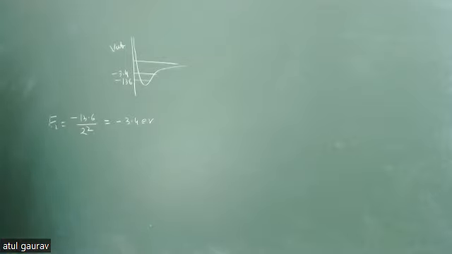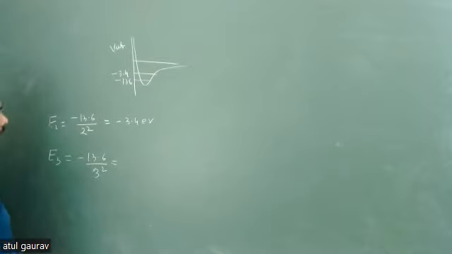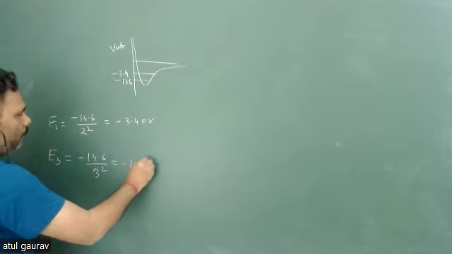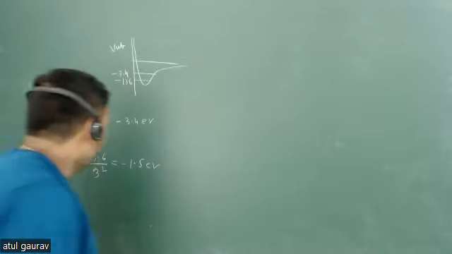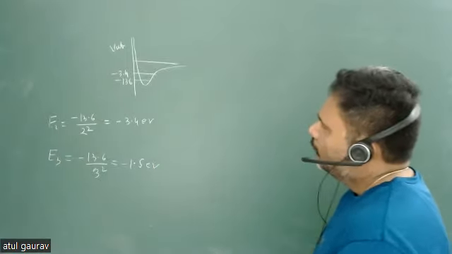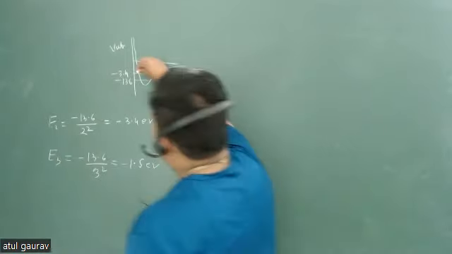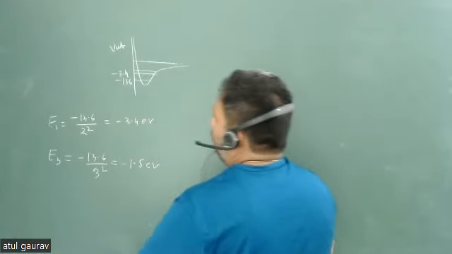What will be the next one? Minus 13.6 by 3 squared. That is 9. How much will it come to? Is that minus 1.5? Right? Check it once. Is it coming? Yes, sir. Yes. So what you will see is a very interesting pattern.